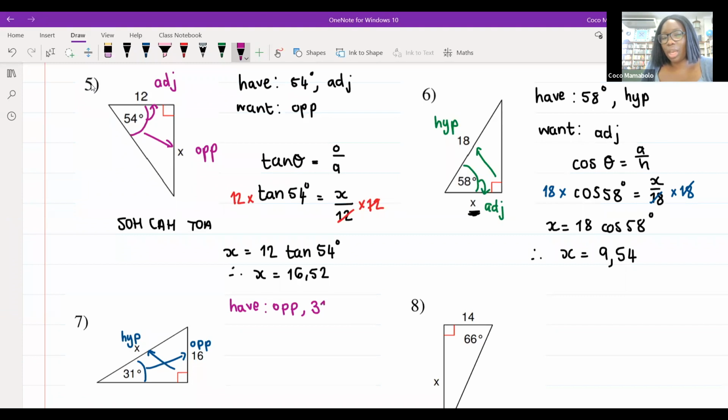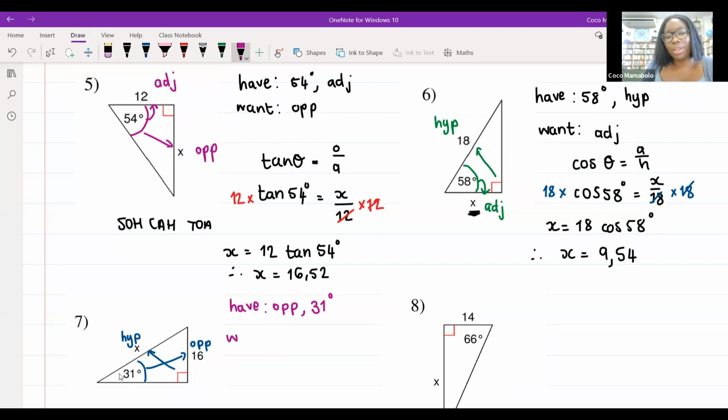They've given me the angle. Do you see that? Oh no, I think I may have lost Nolwazi. Nolwazi, are you still there? Yes, ma'am. Okay, excellent. All right, so they've given me the opposite and the angle.